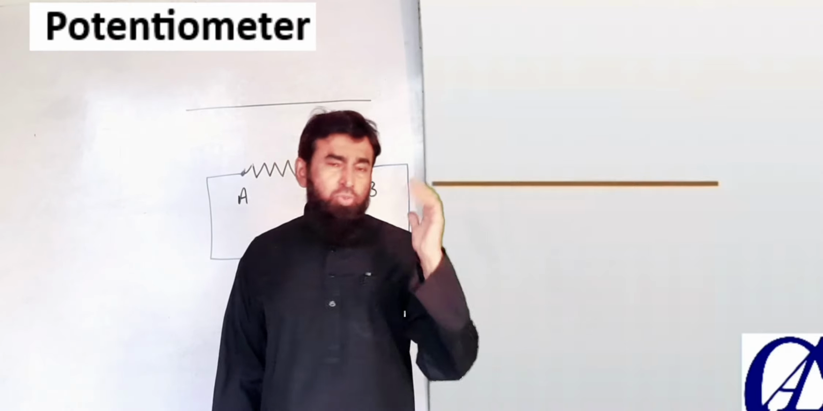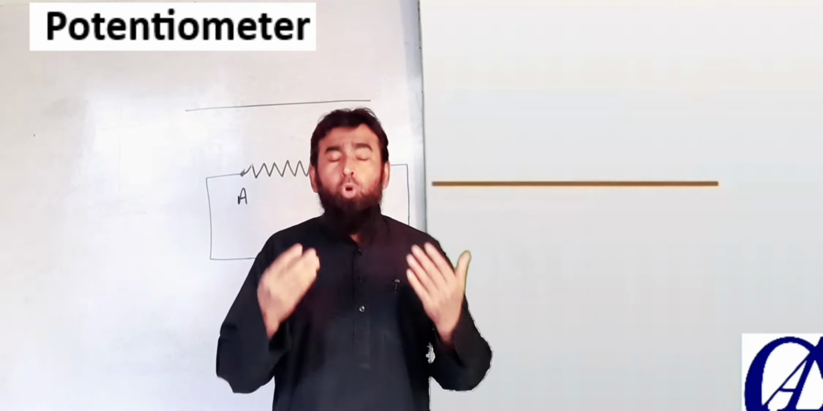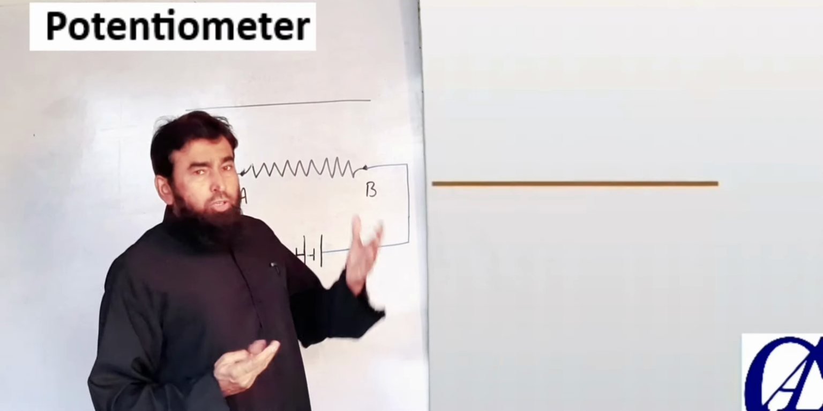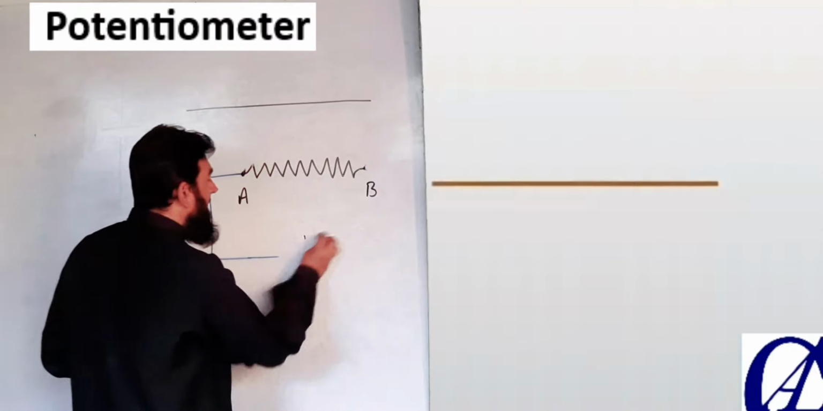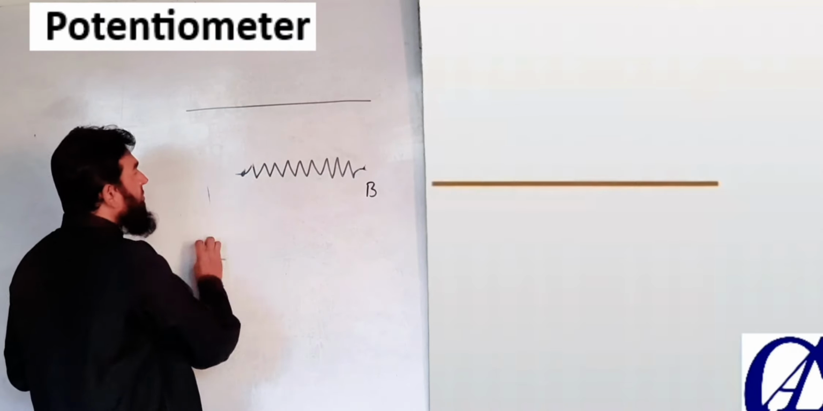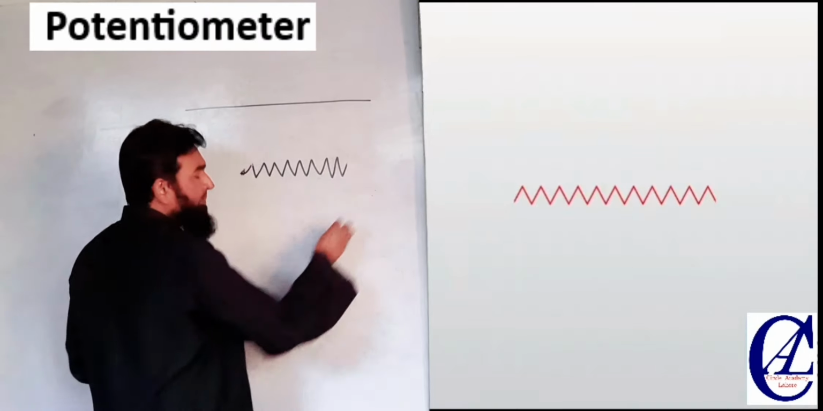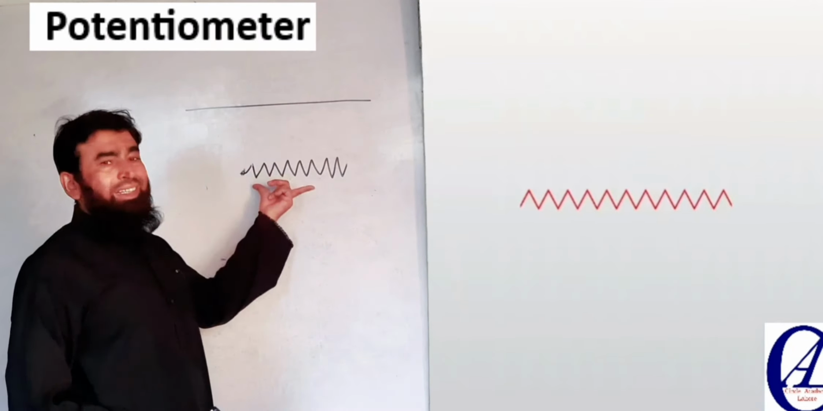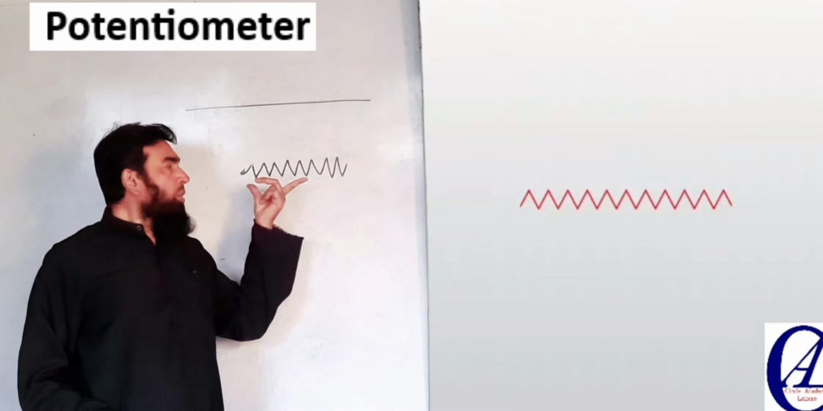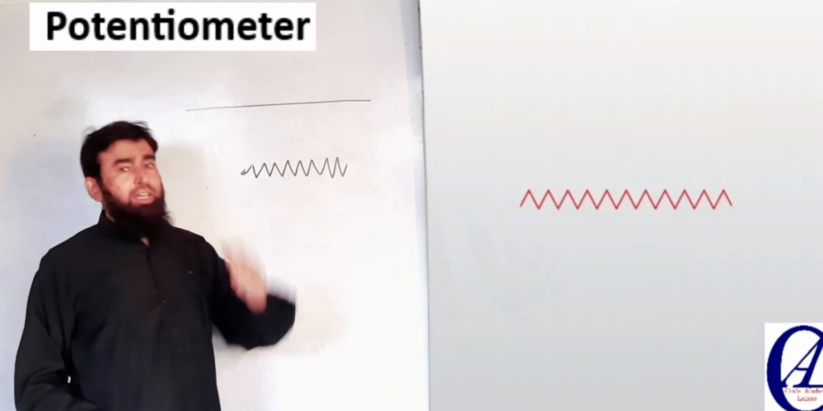Now, when I am using this wire in the circuit, you know that every wire has its own resistance. So, to show the resistance of this wire, I'll show it with this type of line, which shows that there is some resistance which this wire will offer in the flow of the current.